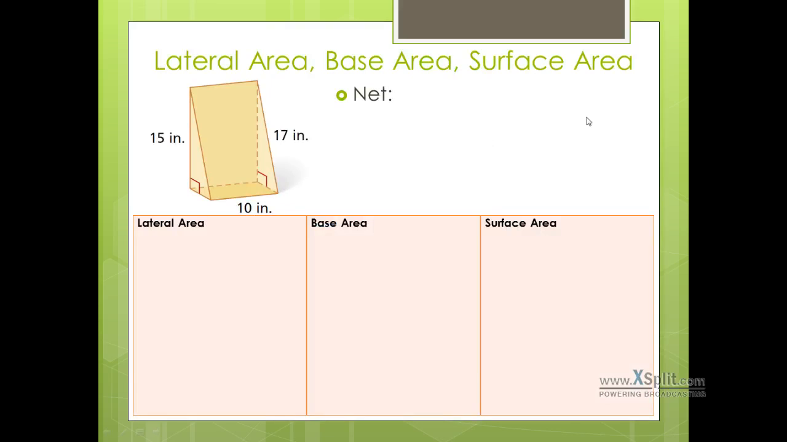There are a few terms that we're going to use for each of these figures: lateral area, base area, and then total surface area. All right. So let's start with the net of this figure. This one is a triangular prism.